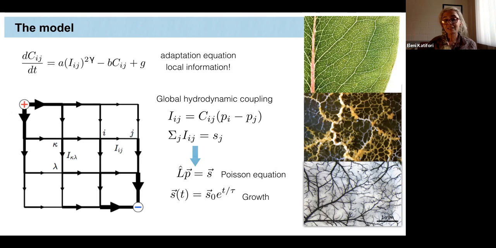And now I'm going to add growth, and I'm going to add growth by saying my input and output, whatever fits the network and whatever takes the current out, the amount of blood in the network will be exponentially increasing with time, with a particular time scale. And that's the growth term.